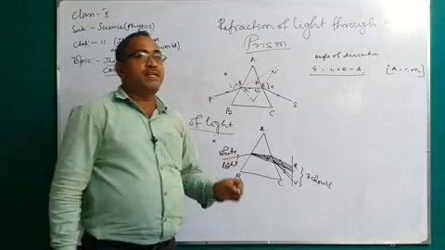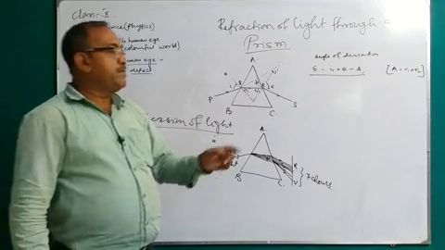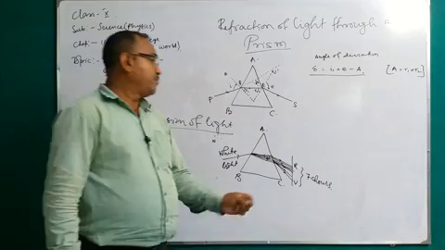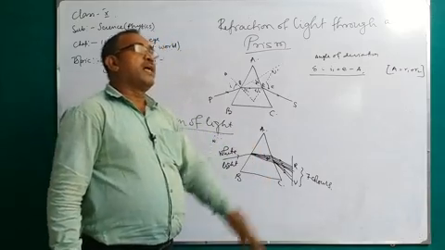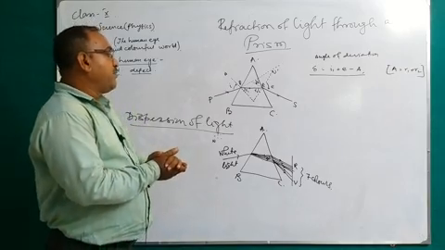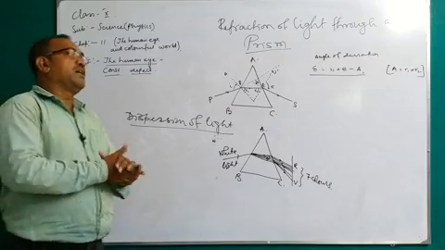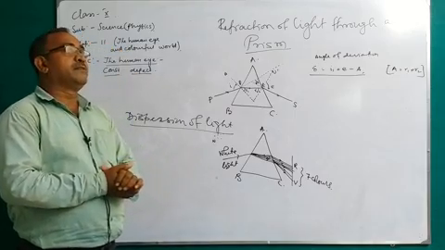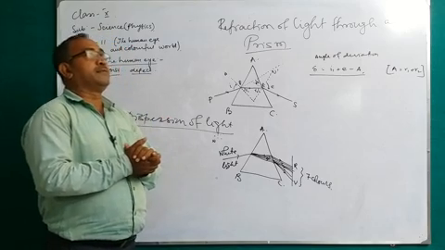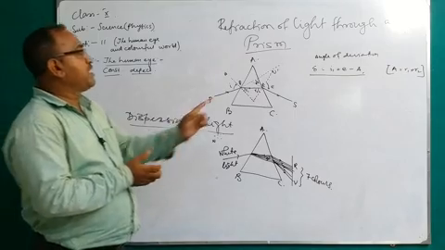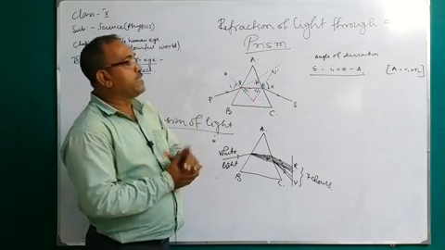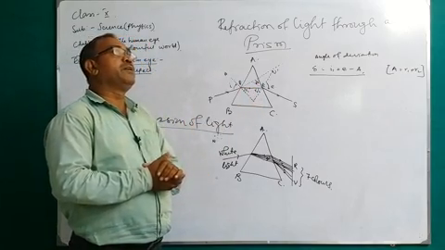If the color of the incident light is red, then you see on the screen only the red color. Am I clear? So the prism does not create the color of light. It only splits the different colors of light due to the different wavelengths. Again I repeat: the more the wavelength, the less the deviation. The less the wavelength, the more the deviation.